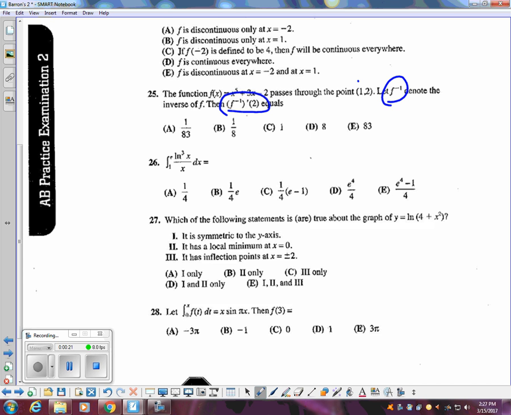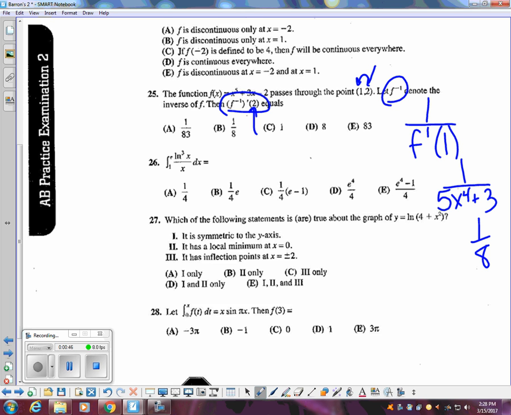Okay, so who is this? Oh, good job, guys. He's the y. Who is the x that goes with that y? Good job. So now I'm going to do 1 over f prime of 1. So 1 over, what's f prime? It's x to the 4th plus 3. Plug in a 1, and what do you get?